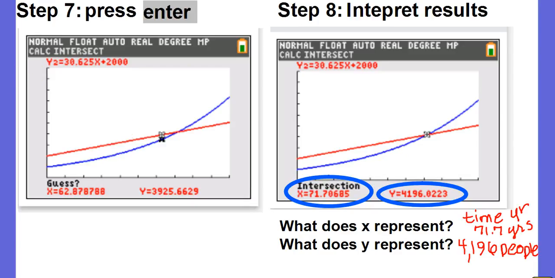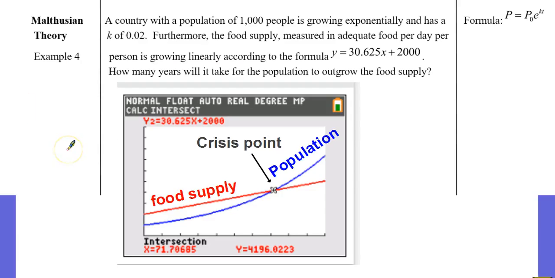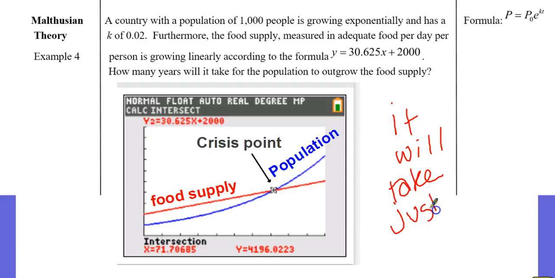Here's what I would like you to do. On your note page, draw a visual to remind yourself of how to find the answer. Then immediately after you're finished with that, do problem number 37, because you need the calculator and this problem to answer that problem. So answer the question. It will take just less than 72 years.